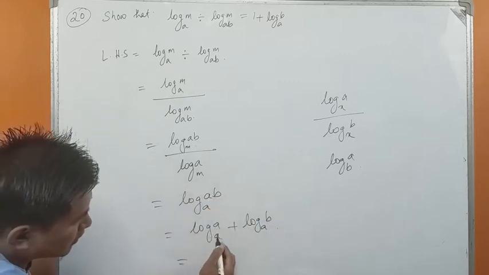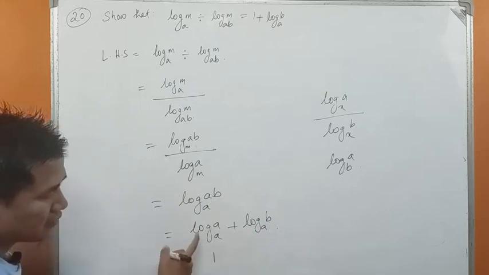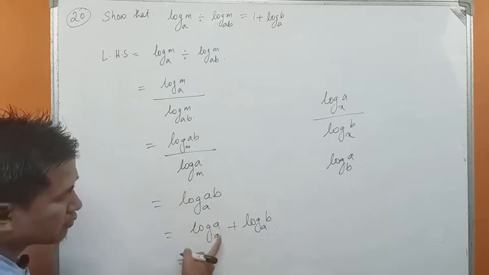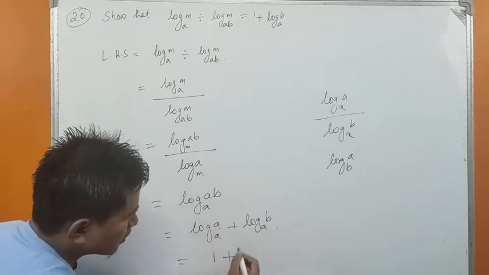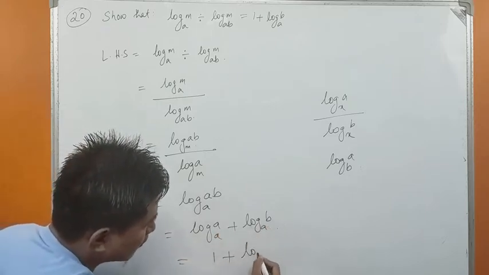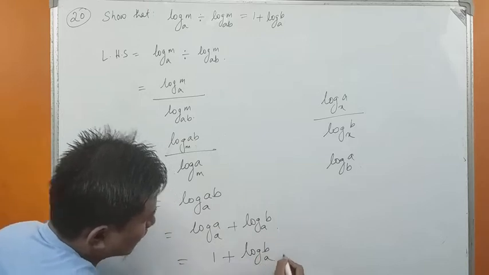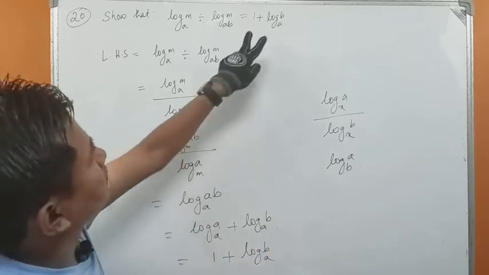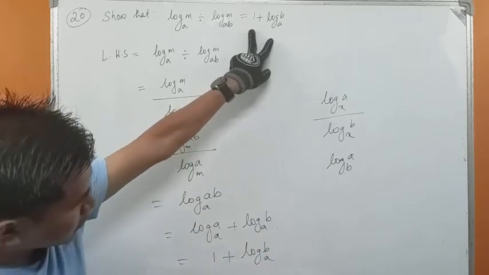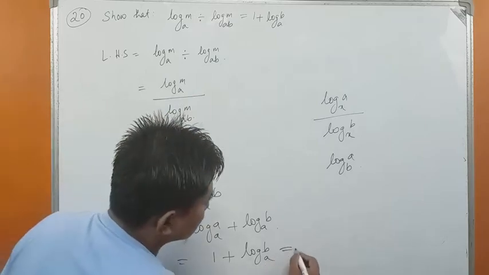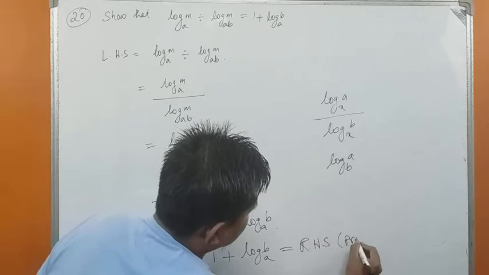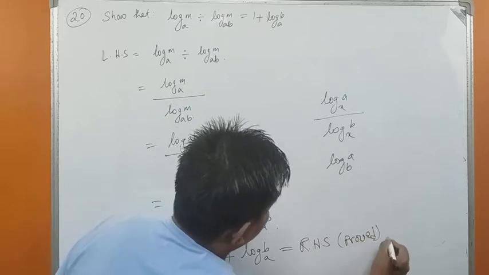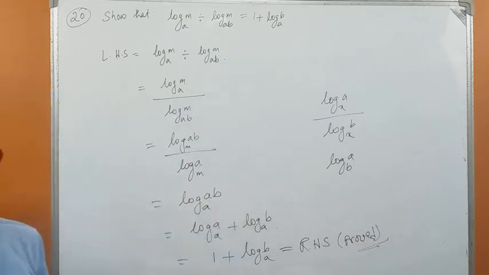So log a to the base a means 1. Log of a number to the same base is 1. So log a to the base a is 1, plus log b to the base a, isn't it? So this is what we have in the right hand side, 1 plus log b to the base a. This equals RHS, hence proved. Now let us move on to the next question, 21.